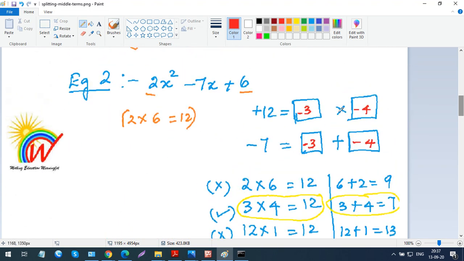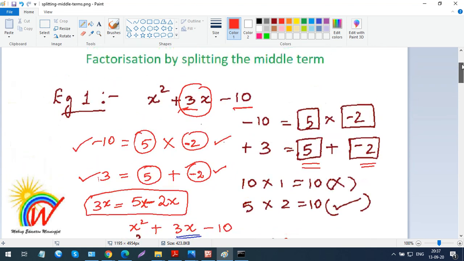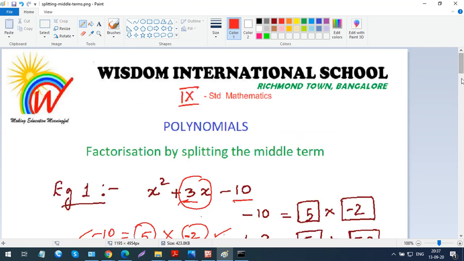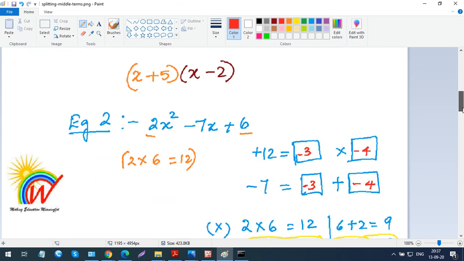2x square minus 7x plus 6. In the previous problem, you didn't have any number attached to the x. Look at the question, there is no number attached to the x. So in that case we just look at the last term and do it. Now when you have a number attached to the x, that is, you have the coefficient of x square as 2. So 2x square minus 7x plus 6.